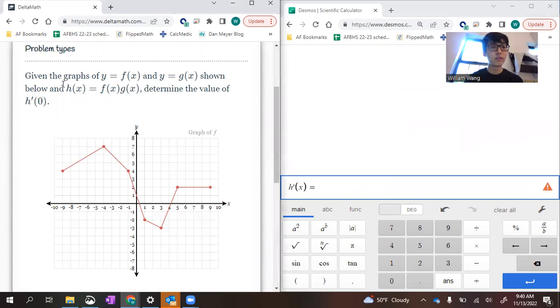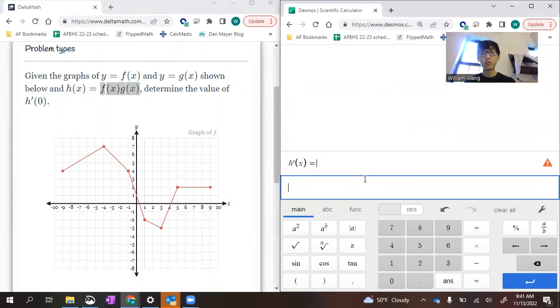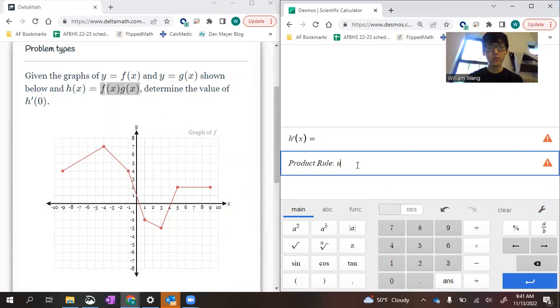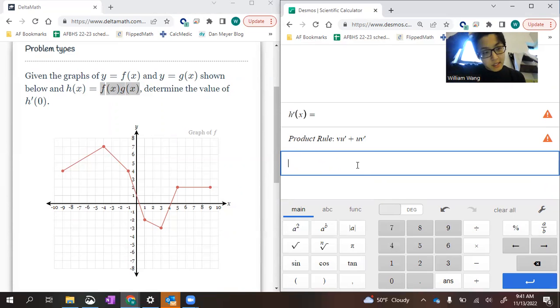Now, how do I find the derivative of h of x if it's f of x times g of x? Let's think about what rule I'm going to have to use. It's f of x times g of x, so I have to use product rule. Remember my product rule is uv prime, or actually the way I wrote it at the end of class was vu prime plus uv prime, right? Whatever way you remember it, it's fine. Just make sure it's the same thing. Okay. Now let's solve for everything.